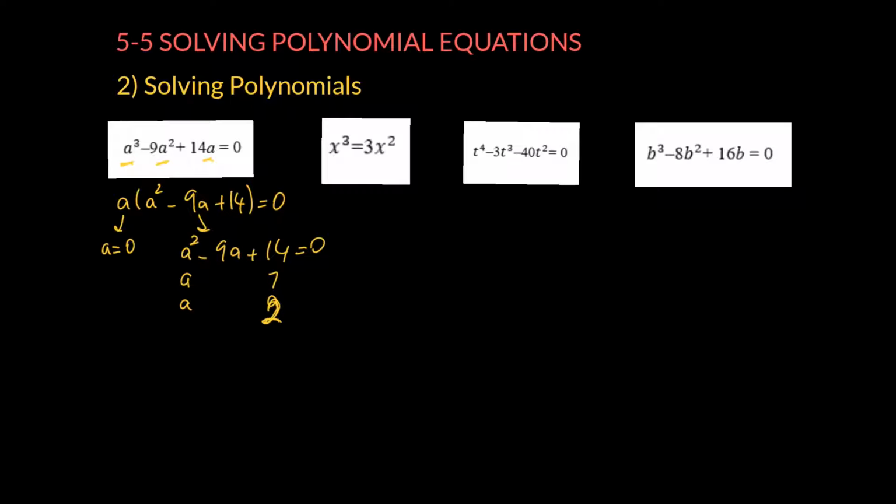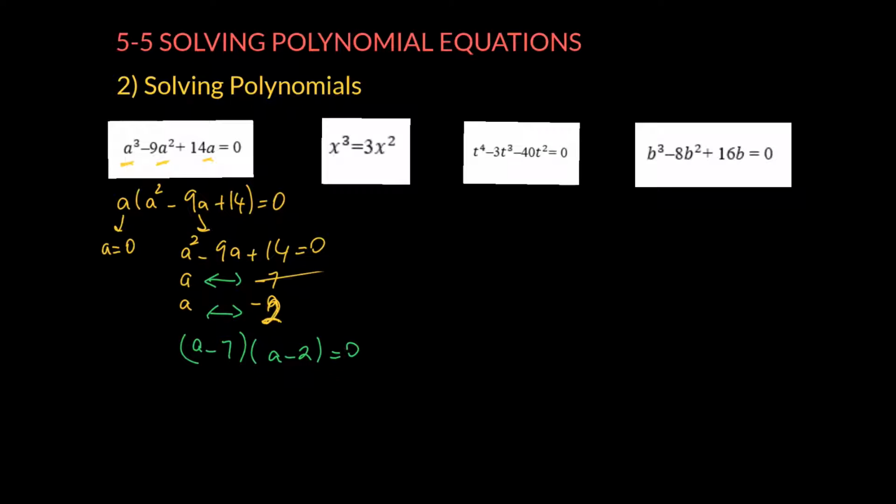Now, the multiplication of these two is going to be positive. That means either both of these are positive or both of these are negative. Since the sum is going to be negative, the numbers must be negative as well. Now, we're going to pair these two and pair these two. So the answer would be (a - 7)(a - 2) = 0.